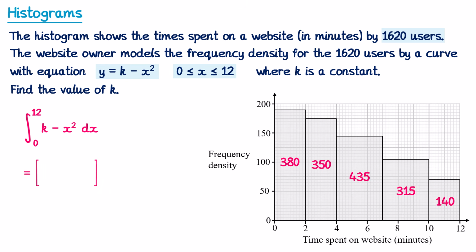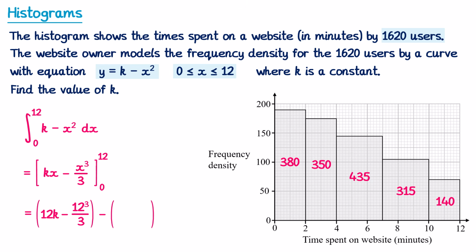So let's write down our brackets and our limits of 0 and 12, and let's integrate. The integral of k will be kx, then we have subtract, and for x squared we would add 1 to the power, so x cubed, and divide by this new power, so divide by 3. If we now evaluate this, we would substitute in 12. So we'd have 12k subtract 12 cubed over 3. Then we would subtract and then substitute in 0.